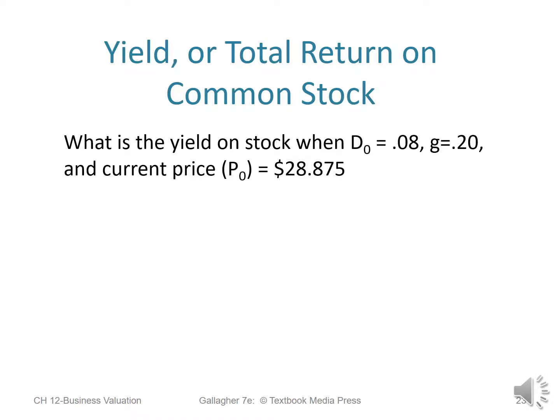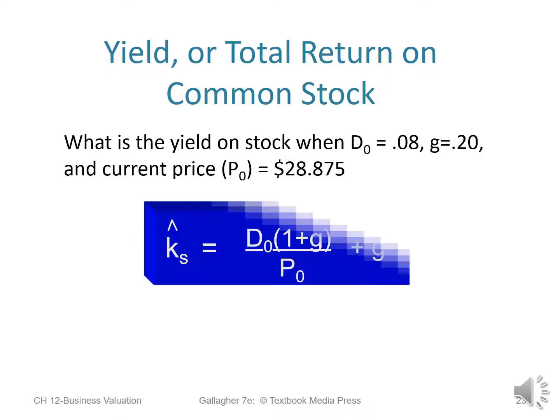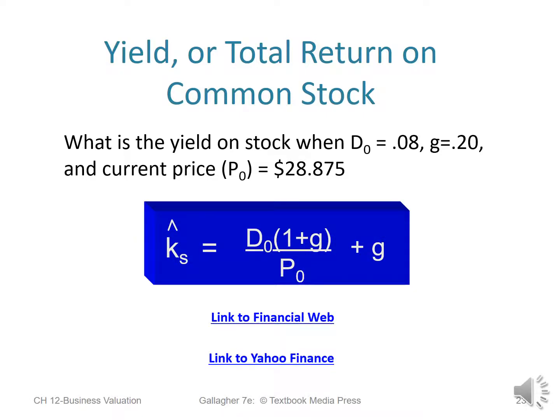Yield or total return on common stock. What is the yield on the stock when the dividend is 8 cents, the dividend growth rate is 20%, and the current price is $28.875?